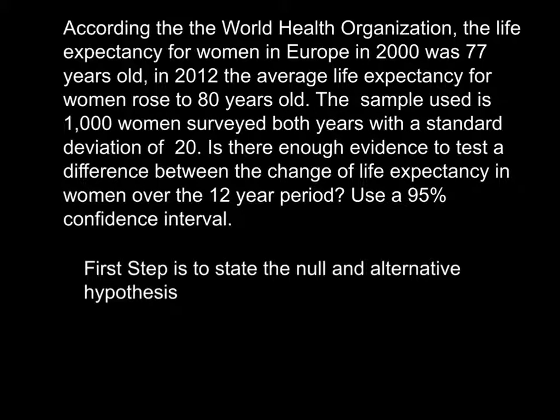The first step in running a hypothesis test with a sample is to state the null and alternative hypothesis. The null hypothesis, H0, is the mean is 77. And the alternative hypothesis is the mean does not equal 77 years old.